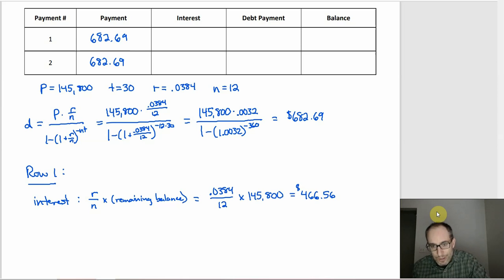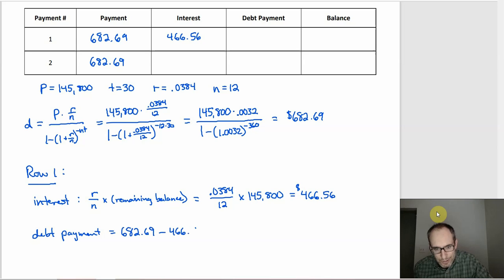All right. So I guess we can put that in the table. So 466.56 goes in there. And then the debt payment would be the difference between the monthly payment and that amount of interest. So the debt payment is then going to be 682.69 minus 466.56, which is 216.13. All right, put that up in the table as well.